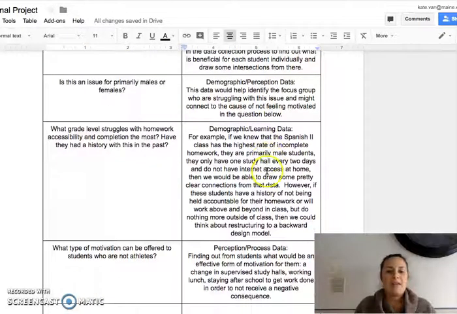And then taking a look at which grade level struggles with homework and if they've had an issue in the past. So that became not only demographic, to find out which grade level struggles the most completing their homework or accessing it on Google Classroom, but then taking a snapshot into their history of homework completion. And that would not only be learning data, it would also be a connection, which I didn't mention on here, but it's also a connection to perceptions as well.